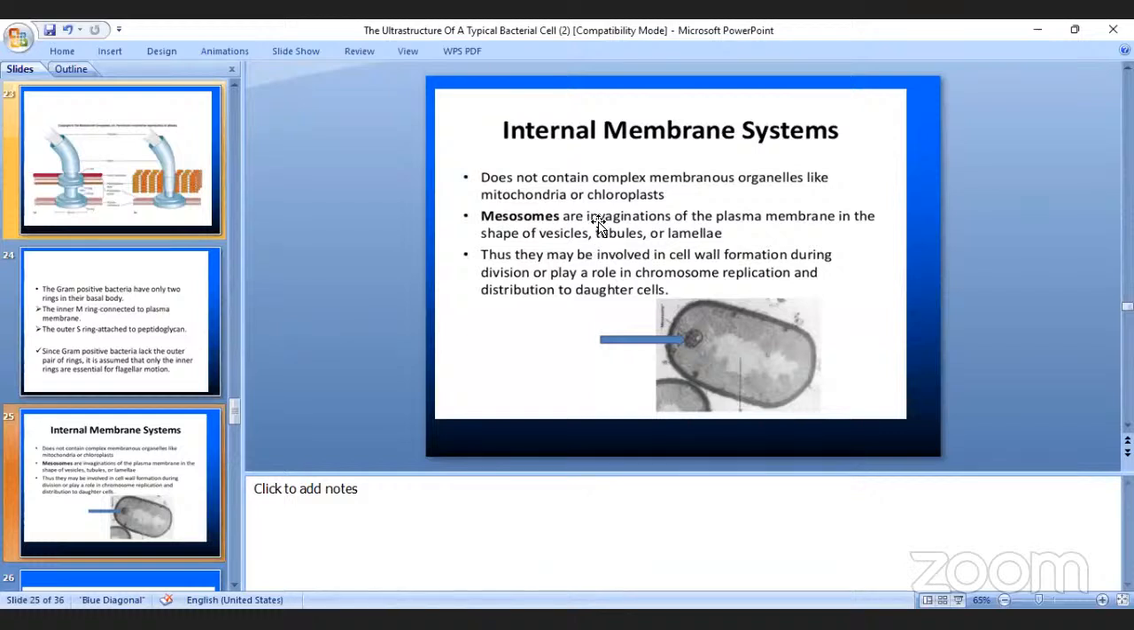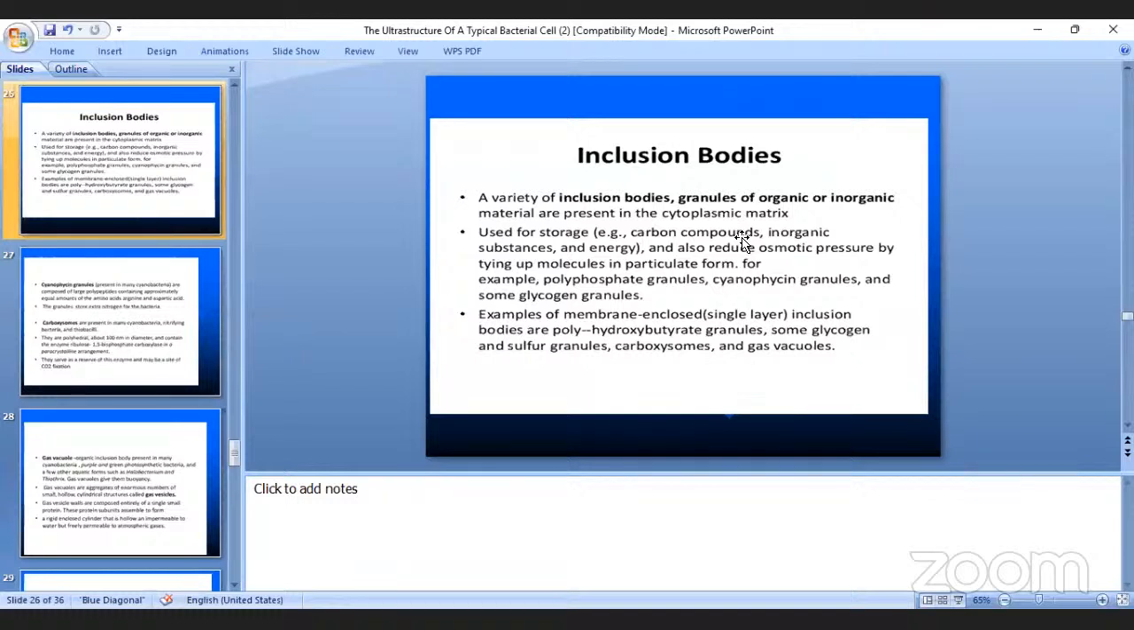Another part of the plasma membrane is the mesosomes. Mesosomes are invaginations of the plasma membrane in the shape of vesicles, tubules, or lamellae. They may be involved in cell wall formation during division, play a role in chromosome replication and distribution to daughter cells, and are also involved in respiration. So what are mesosomes? Simply, plasma membrane foldings.